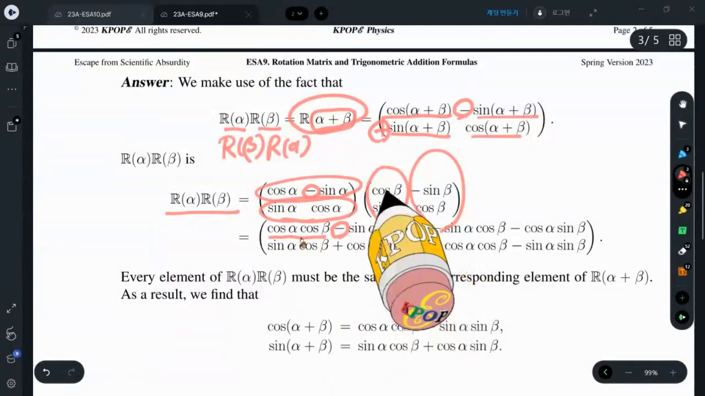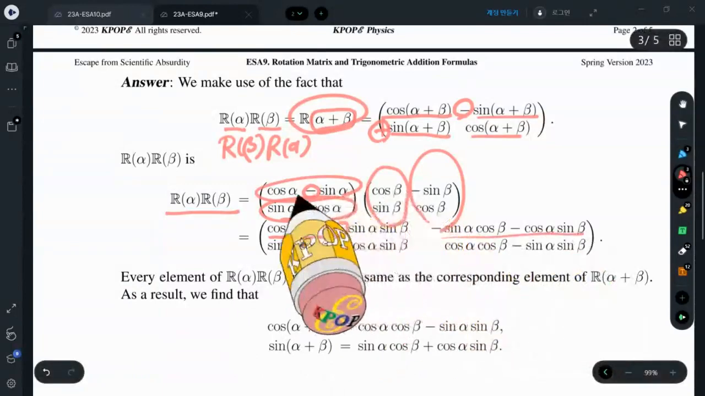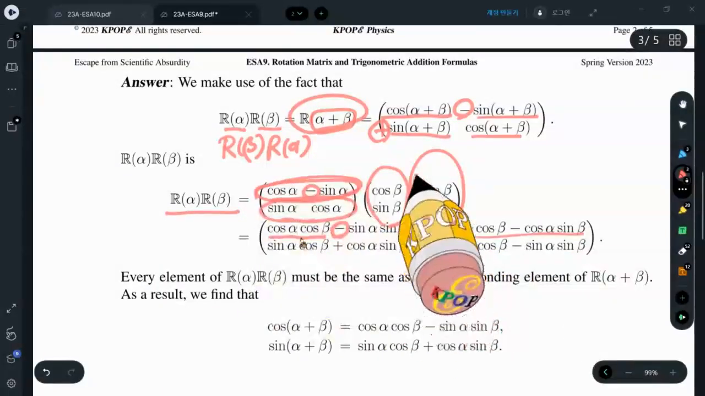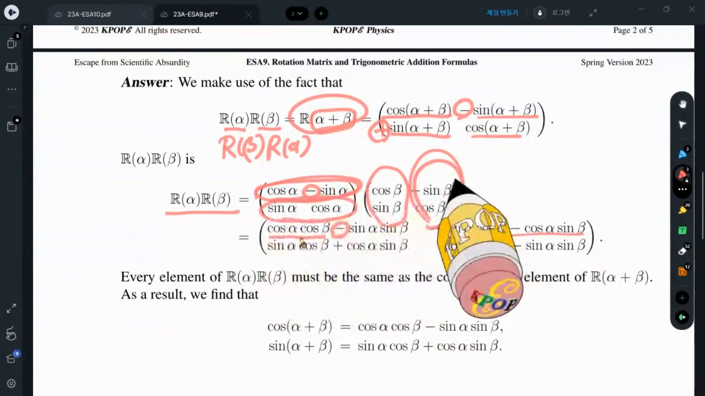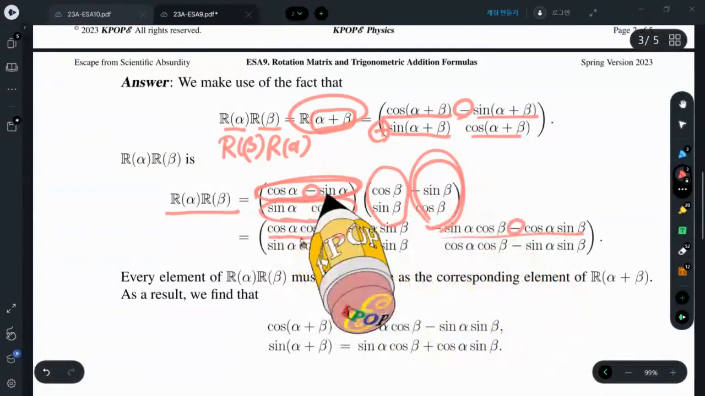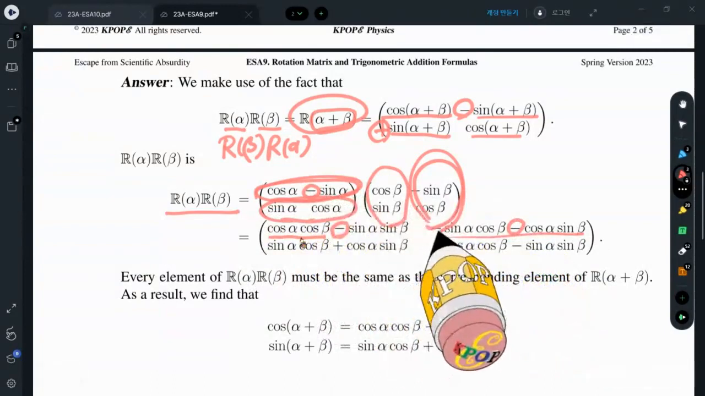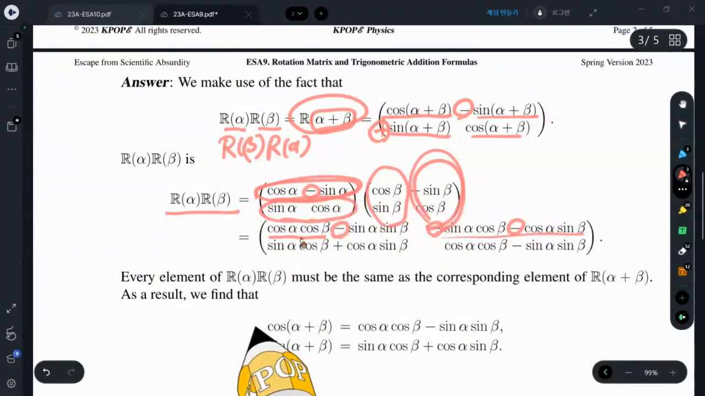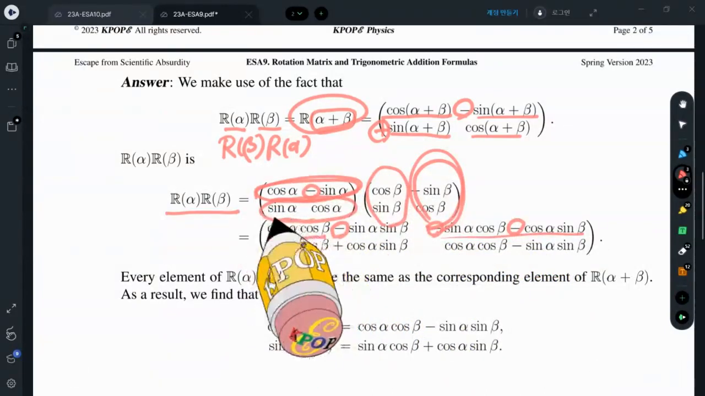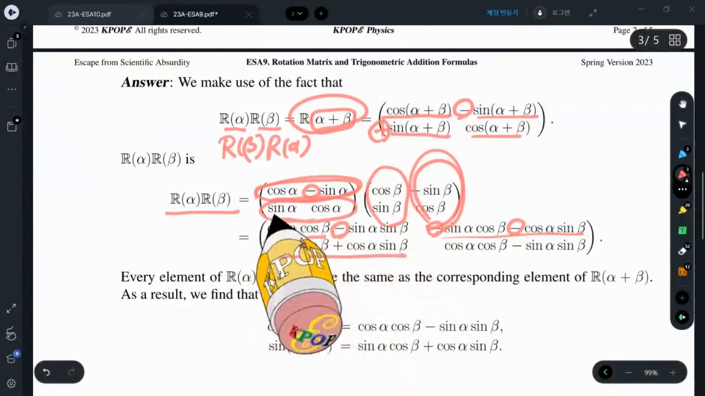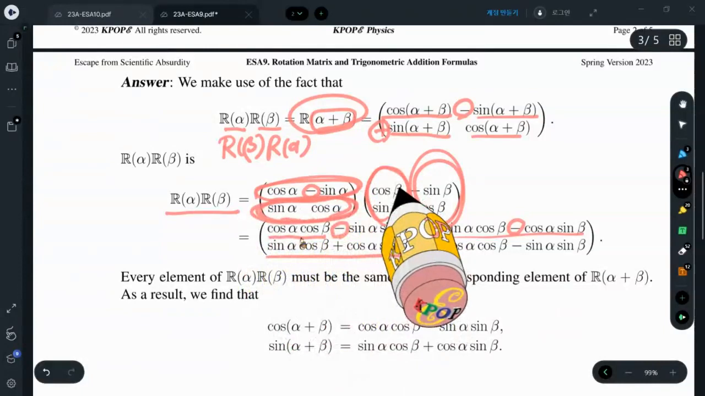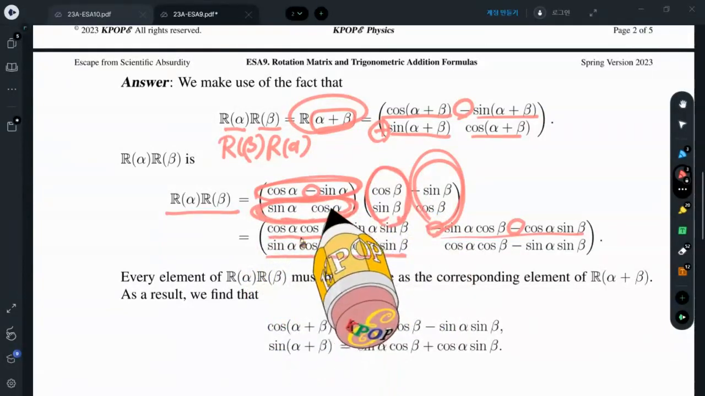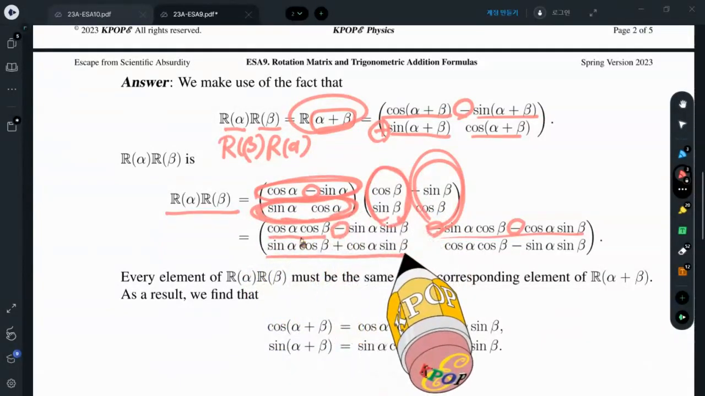All right. So this one, this, and this. Okay? Cosine, sine, negative. Sine, cosine, also negative. Okay? And this, and this: sine, cosine, sine, cosine. Okay? Cosine, sine, cosine, sine.